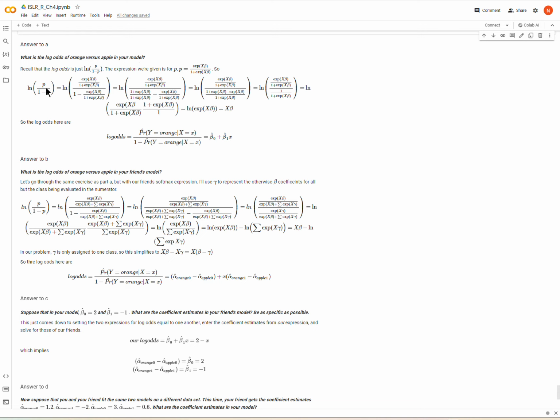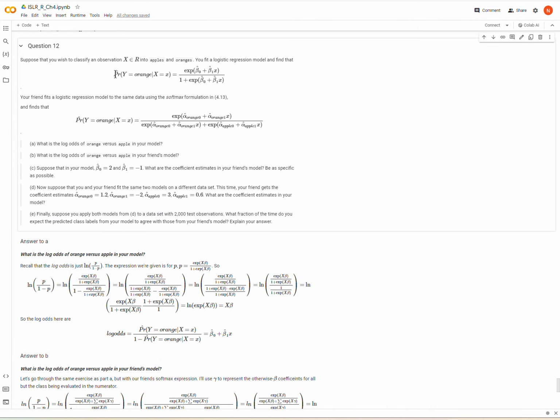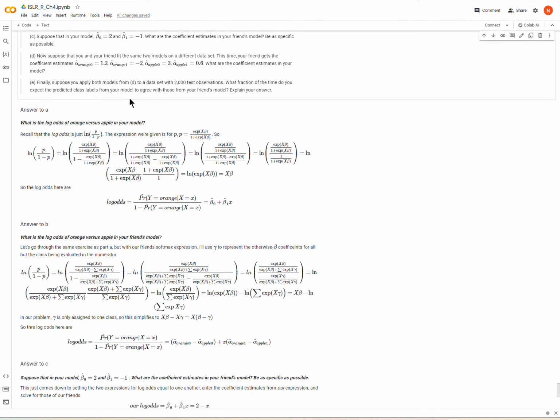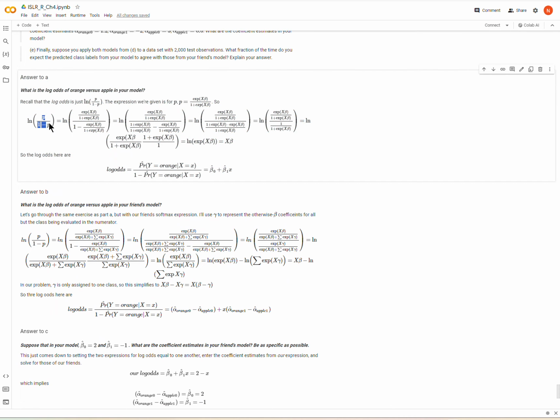Remember that we're given a formula for P, the probability of something, but odds is P over 1 minus P, and the log odds is the log of P over 1 minus P. We could just answer this if we knew how we might fit a generalized linear model to log odds. In that case, we just set the log odds equal to our linear expression. But we could also figure that out, and that's what I do here.